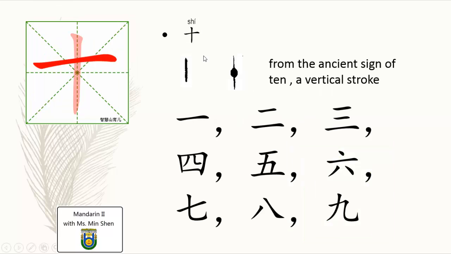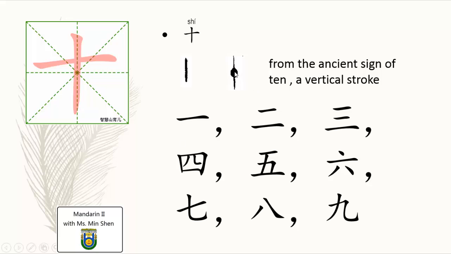十 is the character for the number 10. Originally, the form of 10 is just a vertical line. So apparently you can see ancient people calculated 1, 2, 3, 4 until 10. And when it's 10, they use one vertical line to mark everything, right? To mark it. One horizontal line, two horizontal lines, until 10, they use a vertical line to mark it.